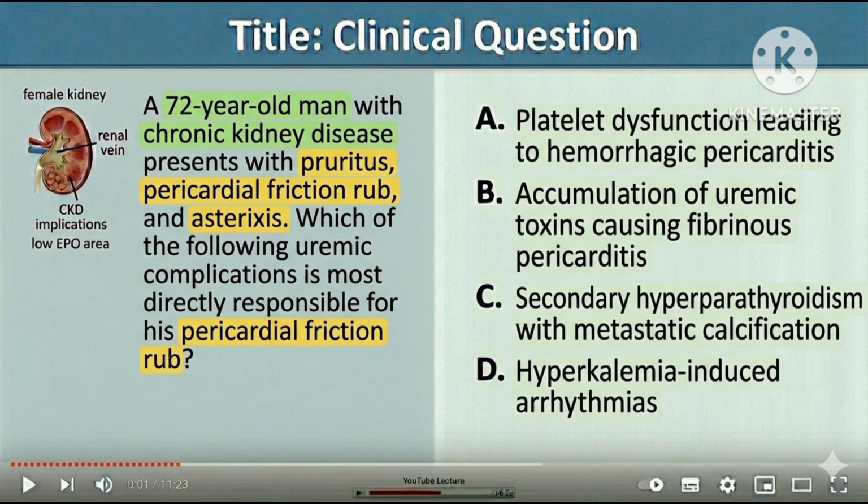A 72-year-old man with CKD presents with pruritus, pericardial friction rub, and flapping tremors. Which of the following uremic complications is most directly responsible for his pericardial frictional rub? As we all know, in CKD, accumulation of nitrogenous waste product will result in uremia, causing pericardial frictional rub, pruritus, flapping tremors, nausea, and anorexia.